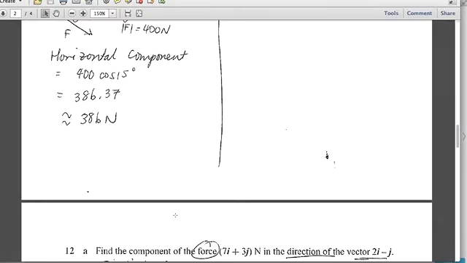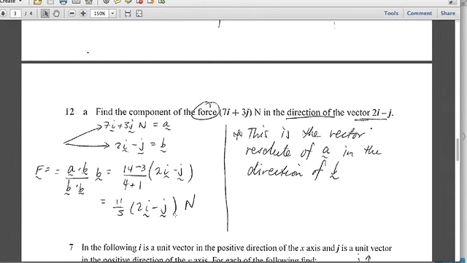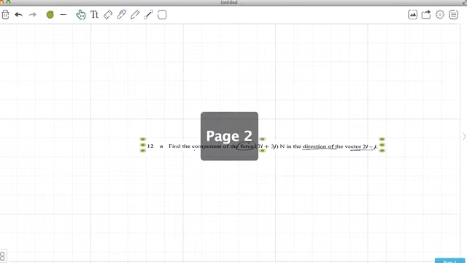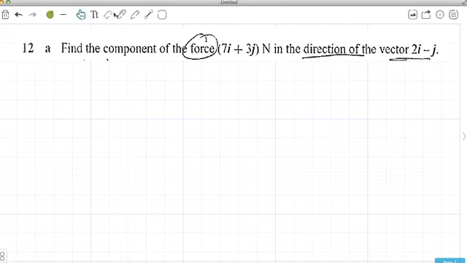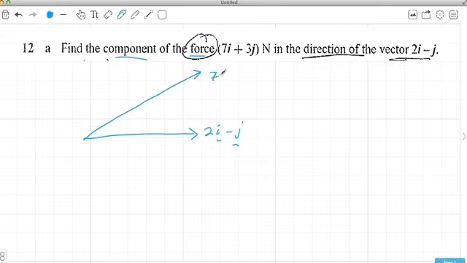All right, the next question is question 12. This one says find the component of the force given in the direction of the other vector. Now this question is a really good one for me to quickly draw out for you, because as soon as you see the words in the direction of, you have to remember vector resolutes, or resolving a vector into parts. So in the direction of means make that your vector here, 2i minus j. We want the component of the force of another vector, 7i plus 3j, that's in the direction of it.